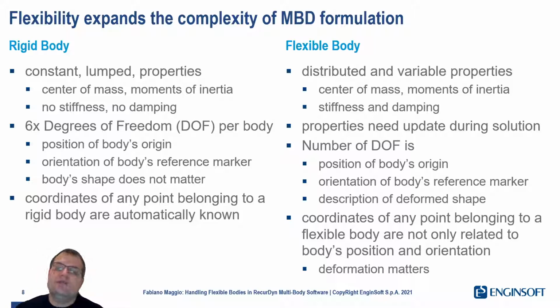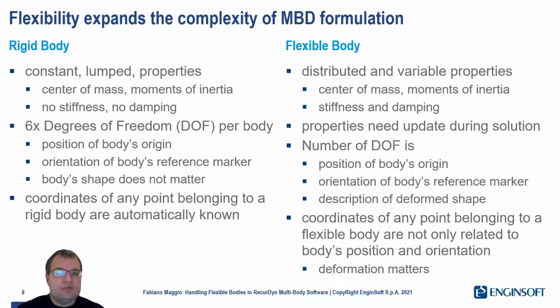And of course, if you know where a rigid body is in space, you know everything about any point belonging to that body, because all points are moving with the body reference system. A flexible body is a much more complex entity, because the properties are no longer constant and are distributed. So the center of mass and the moments of inertia might change during the simulation because of the deformation, and the stiffness and damping are distributed.